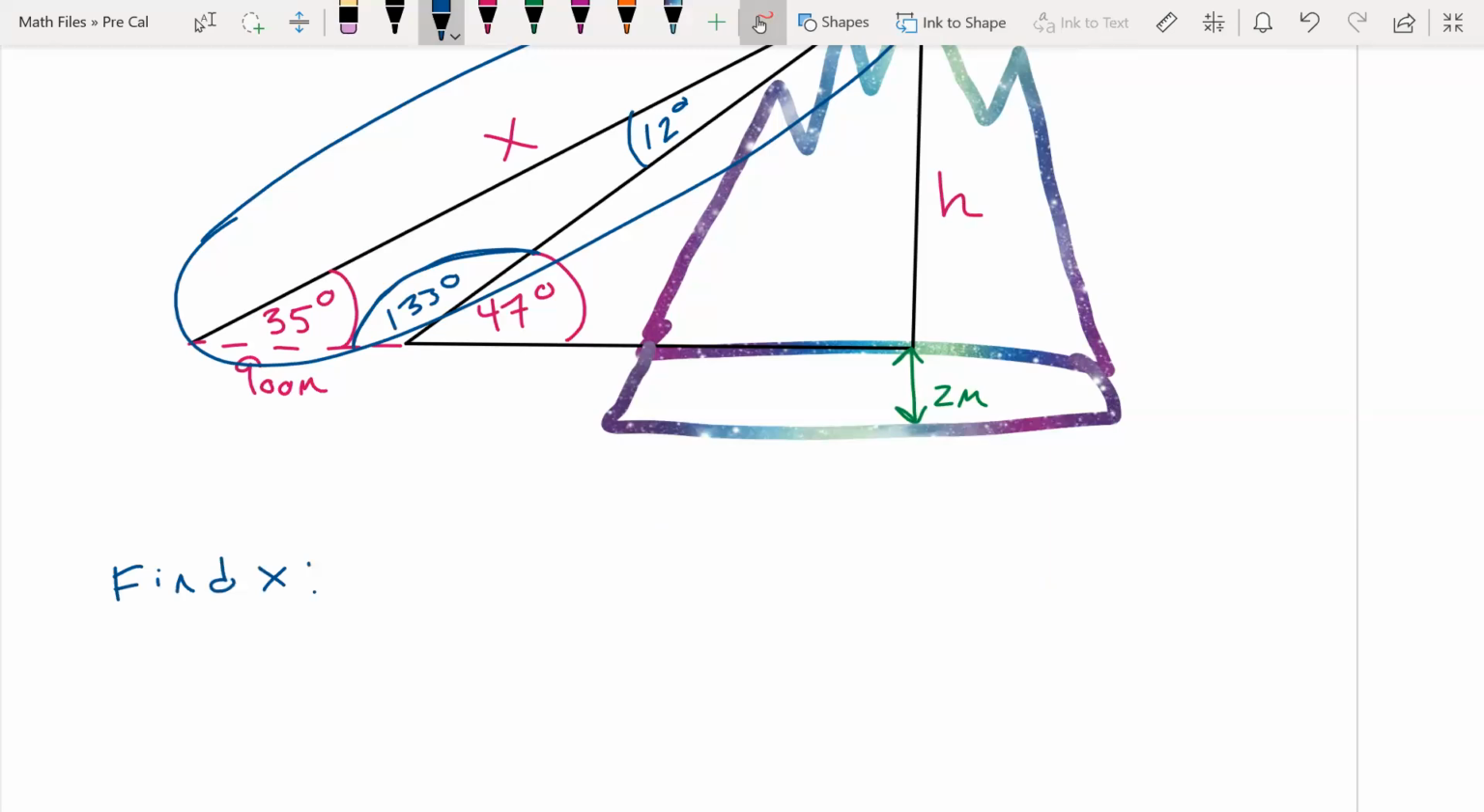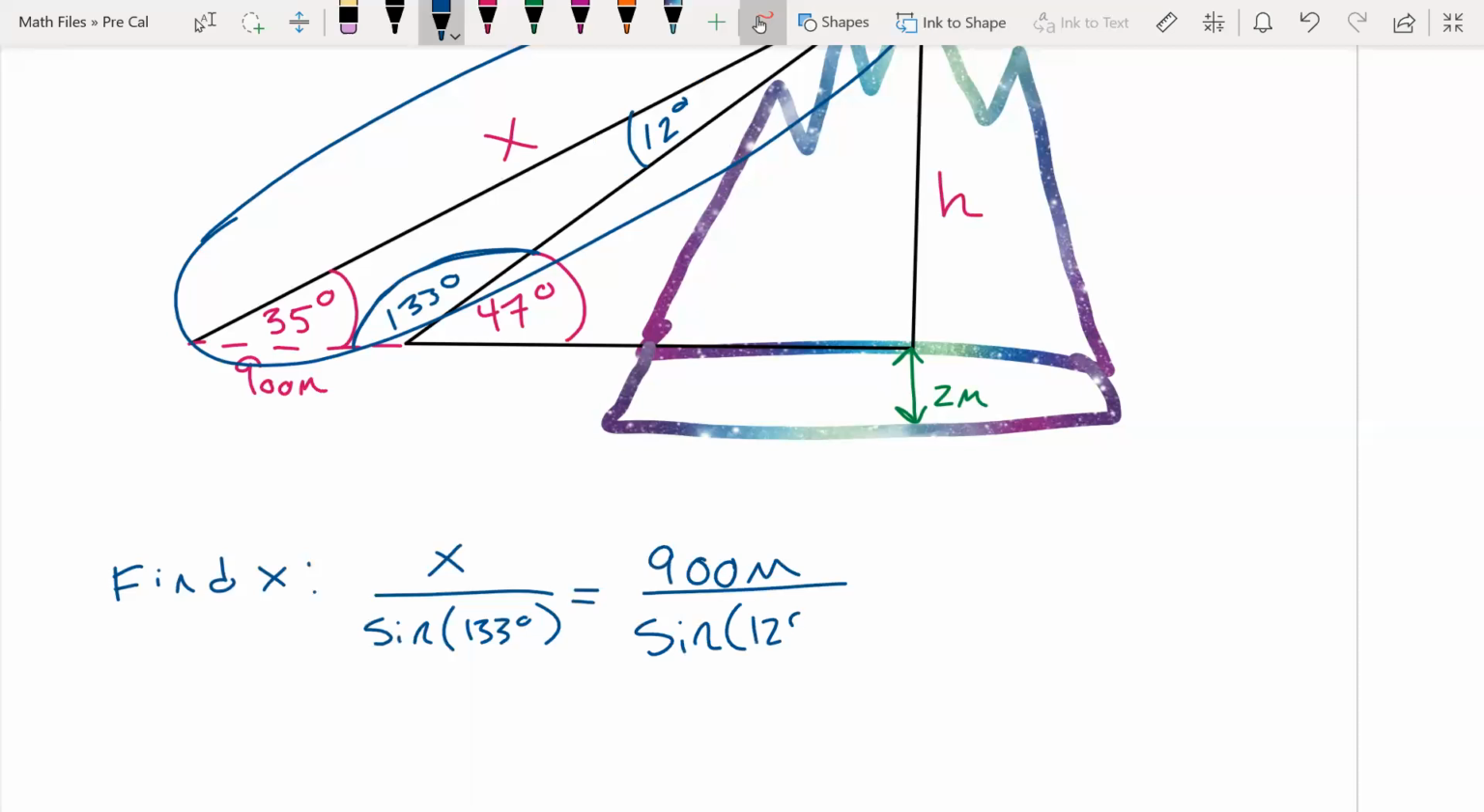What angle is opposite x? Is that 133? Yes. So you're going to have x over the sine of 133 degrees equal to what we know already, 12 degrees and 900 match up. So we're going to get 900 meters over the sine of 12 degrees.